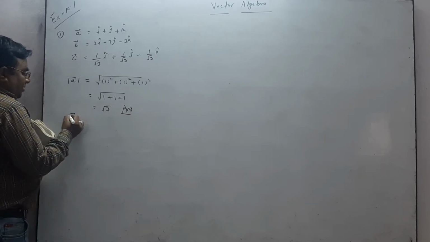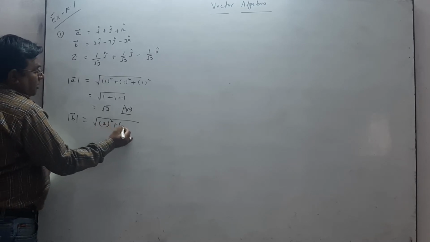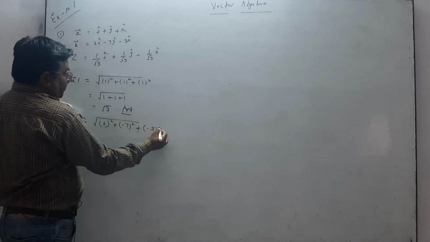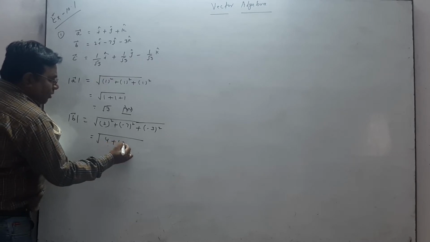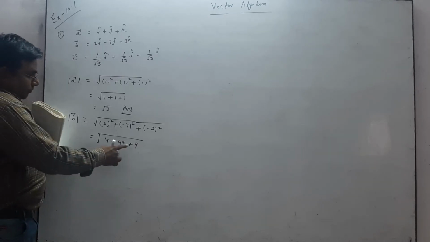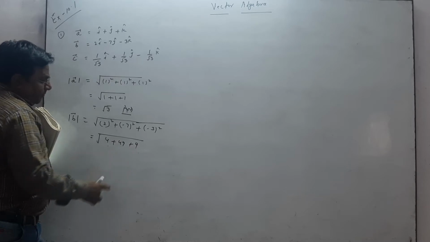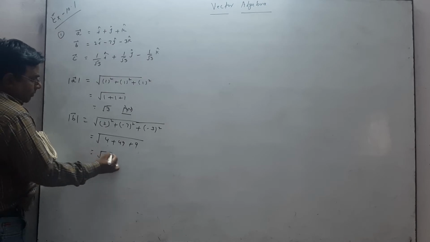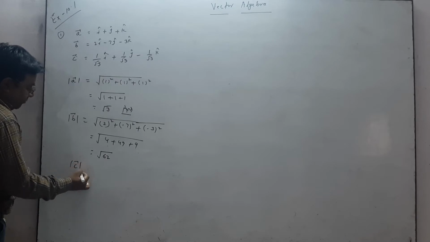Same thing, magnitude of vector B: under root square of 2 plus square of minus 7 plus square of minus 3. So the square of 2 is 4, square of 7 is 49, square of 3 is 9. Then 49 plus 9, that is 58, and 58 plus 4, then 62. Right? Now another, find the magnitude of vector C.